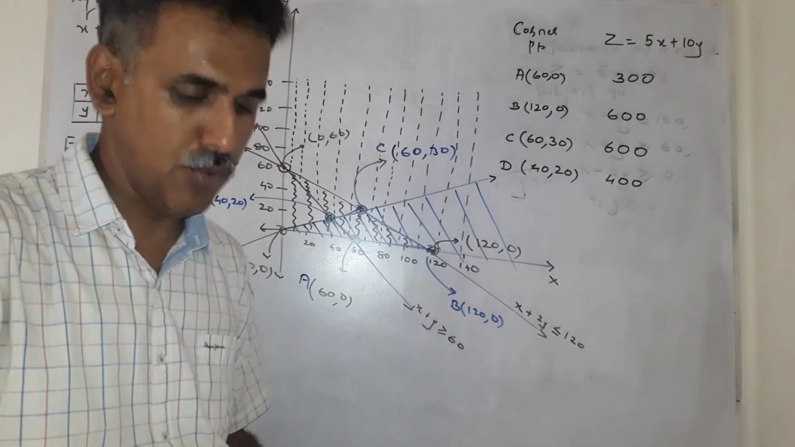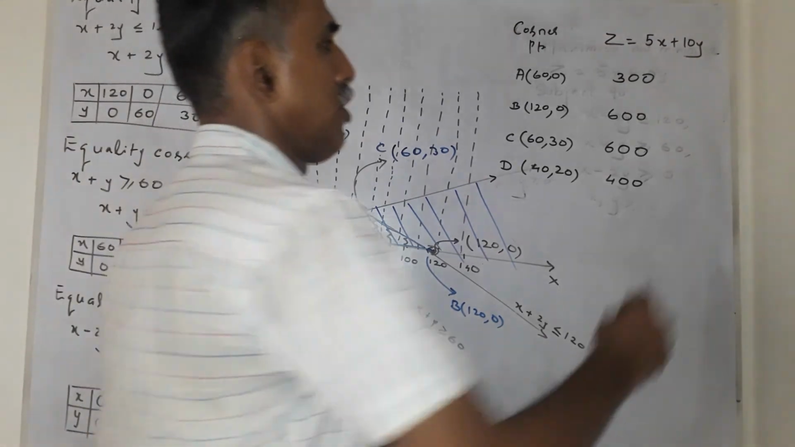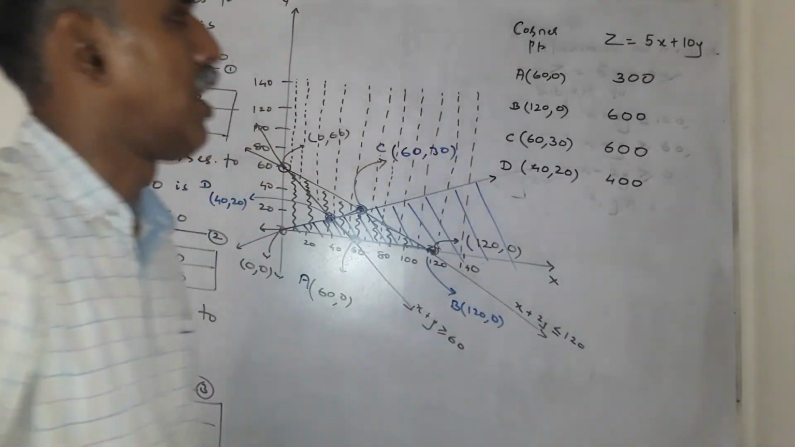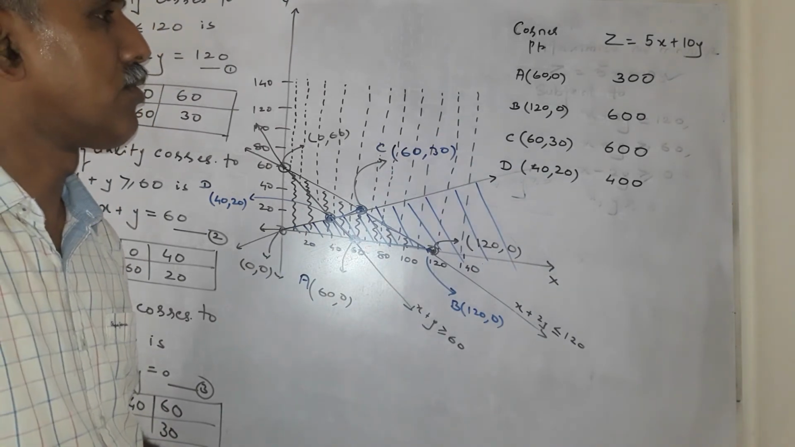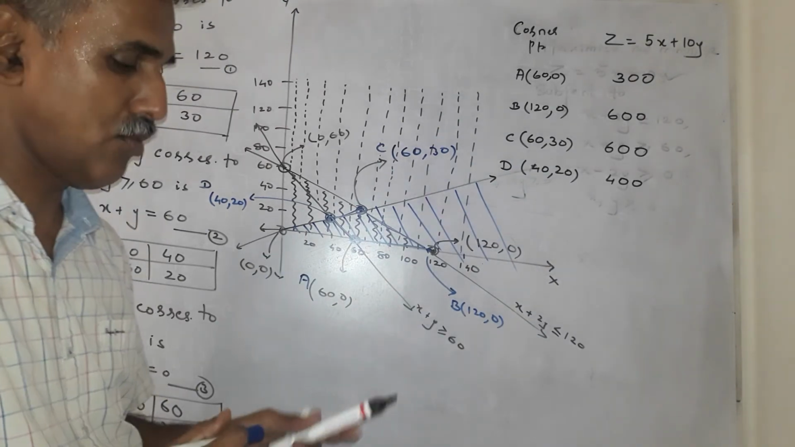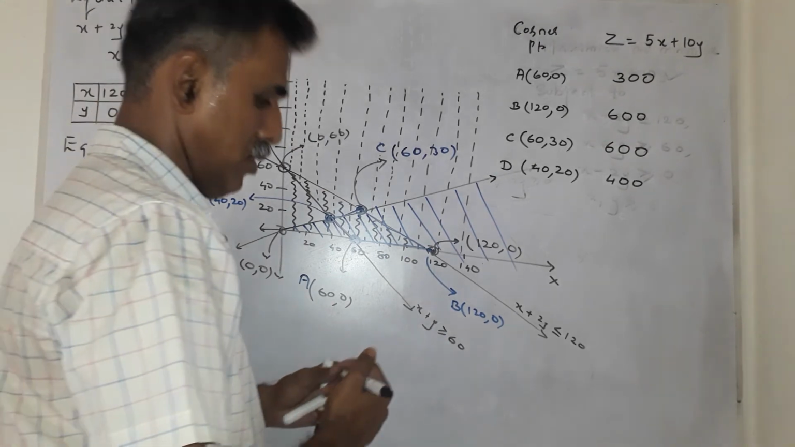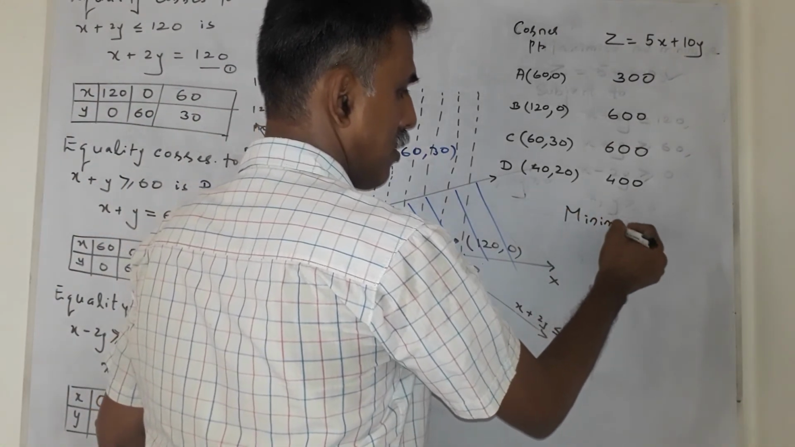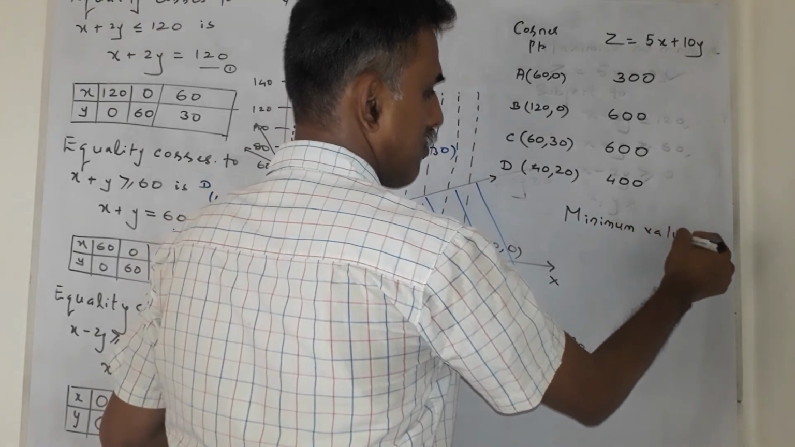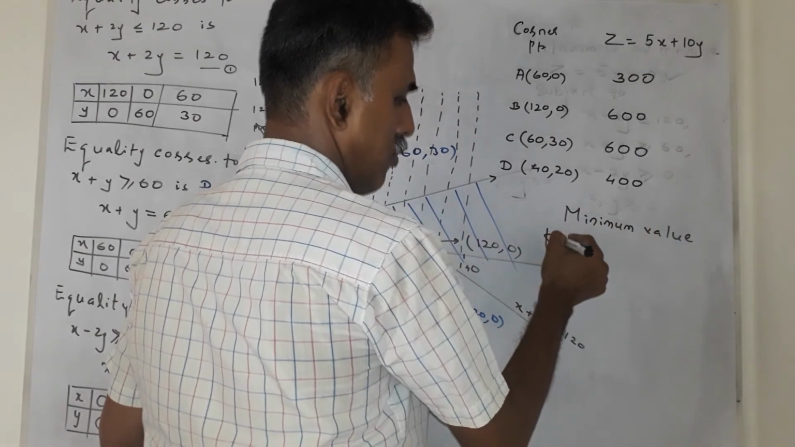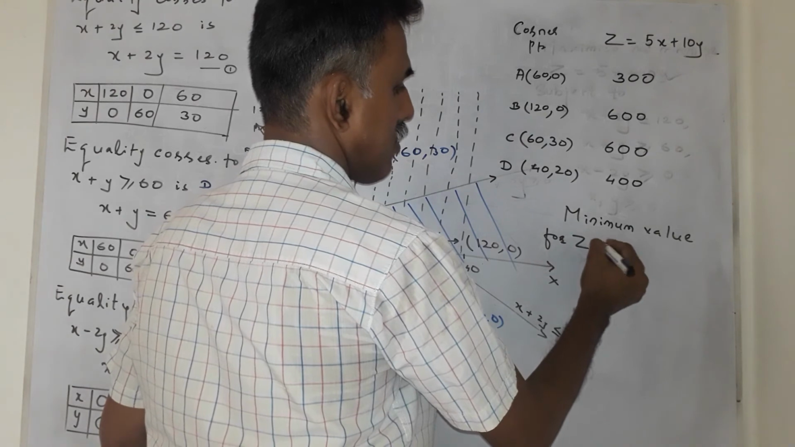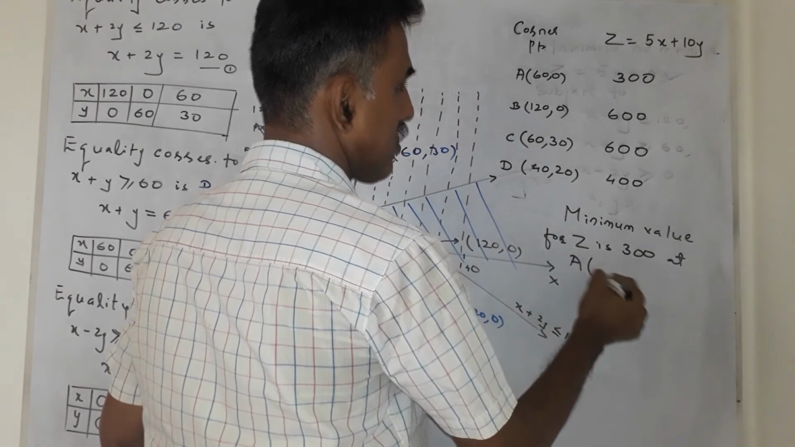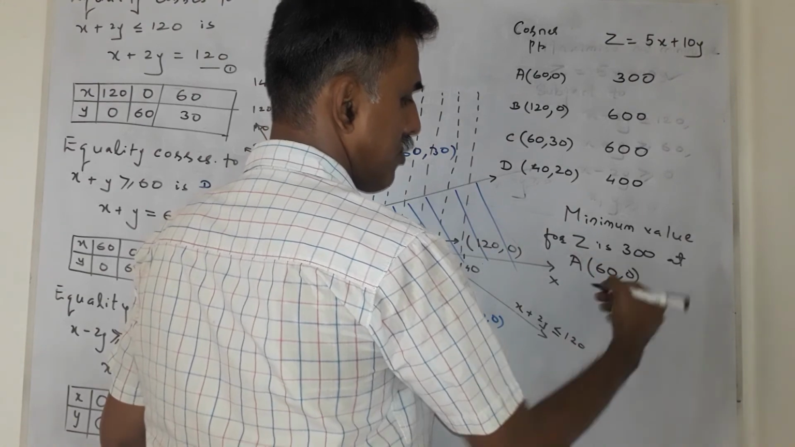We want to minimize as well as maximize the objective function. So which is the minimum value? Here is your minimum value. The minimum value is 300 at x equal to 60 and y equal to 0. Minimum value for z is 300 at A, 60 comma 0.